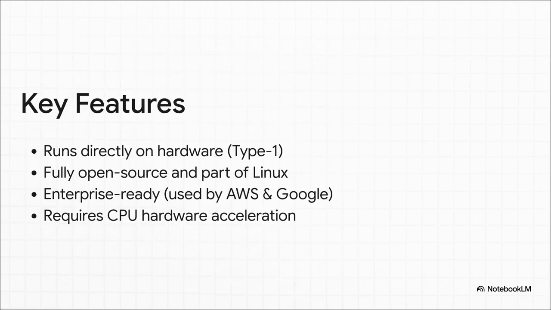And when I say powerful, I'm not kidding. It's totally open source, and it's so robust that it's the backbone for giants like AWS and Google Cloud. Yeah, the big guys use this stuff. The only catch? Your CPU has to support hardware virtualization. But hey, pretty much any modern processor does.